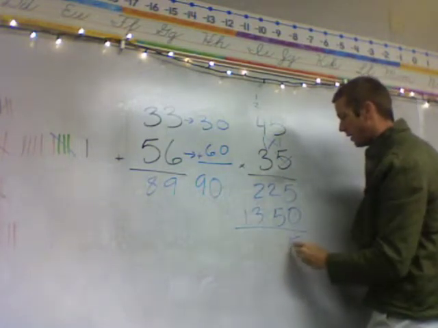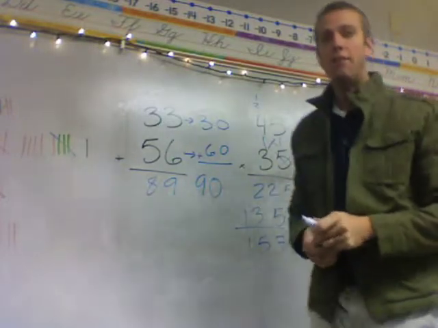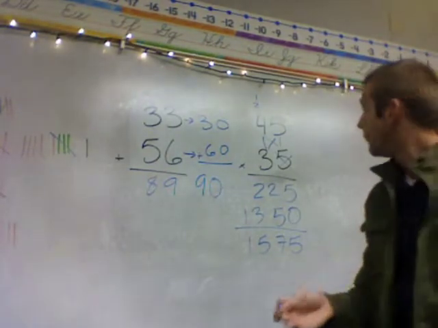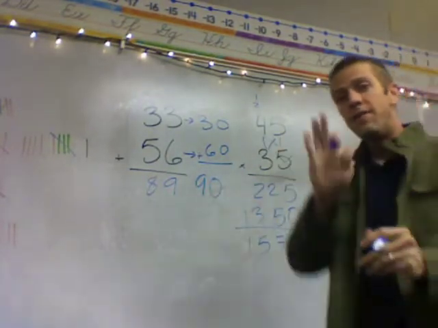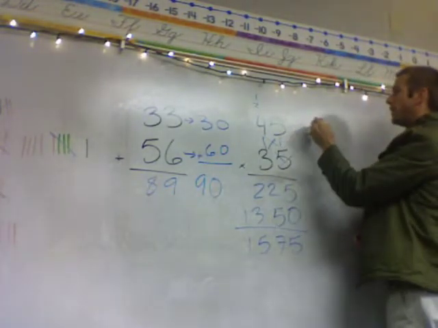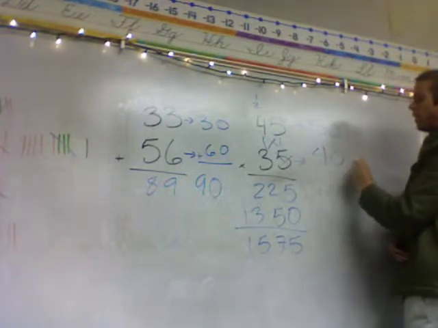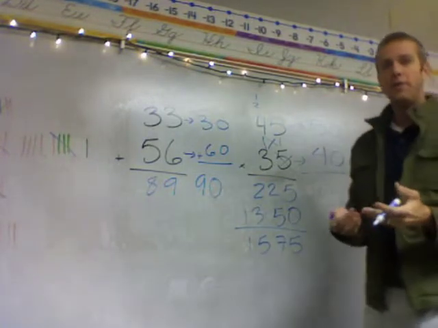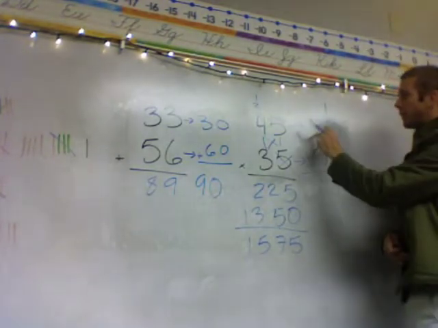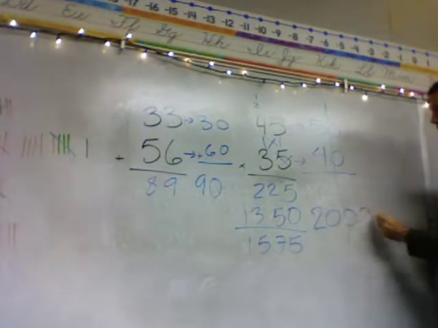And add your answers. 1,575. Now, let's round it. 45, the 5 is that magic number, right? So 5 makes it go up. So this turns to 50. 35 changes to 40. Now when you're multiplying with zeros, don't forget the little trick. You can cut the zeros out and say 4 times 5 is 20 with 2 zeros.